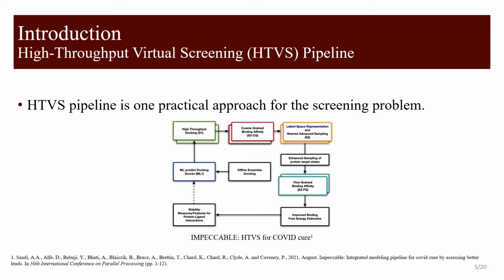This figure shows the IMPECCABLE pipeline, which consists of multiple deep learning-based surrogate models for docking and orthodox GPU coarse and fine-grained binding-free energies. To date, IMPECCABLE has screened over 4.2 billion molecules against over a dozen drug targets in SARS-CoV-2. It has already led to the identification and experimental validation of over 10,000 compounds, resulting in over 40 hits that are progressing to advanced testing.